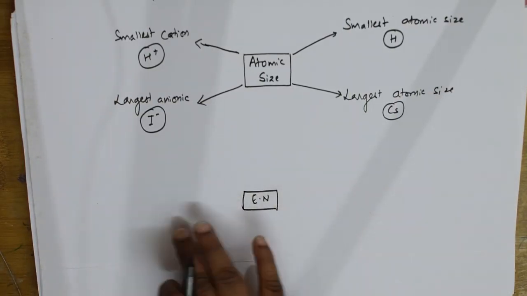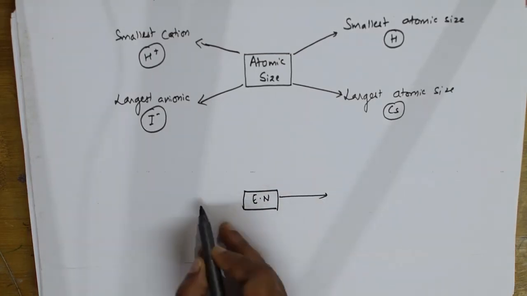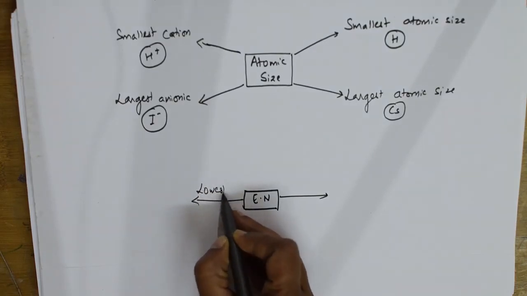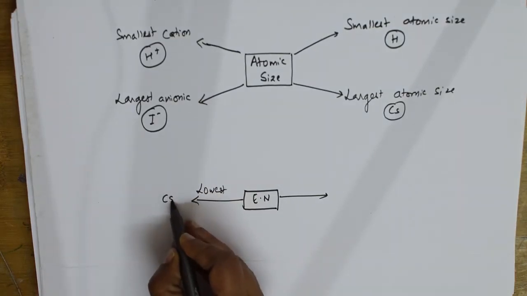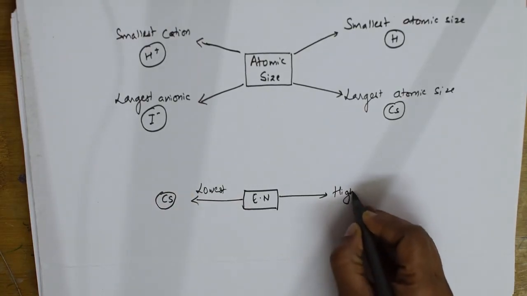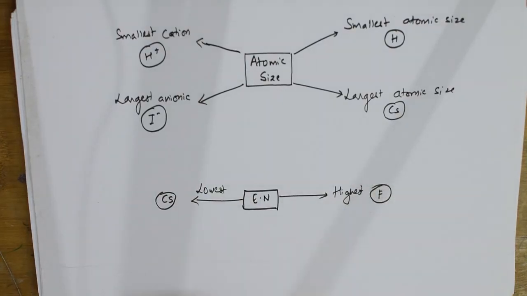So in electronegativity, again, two things we have. Let us write highest on that side. Let us write lowest on this side. So the element with lowest electronegativity in the periodic table is cesium. Okay, students. Next, the element with highest electronegativity is what? It's nothing but fluorine. Done.